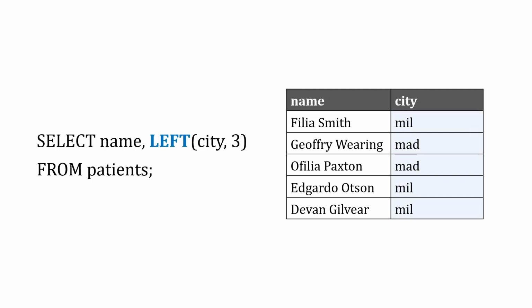Now, using that same example, if we use left for the city and three characters, it'd pull the first three letters of the city in the results. And then it'd do the reverse of that for right, it's going to take the last three characters in our city.